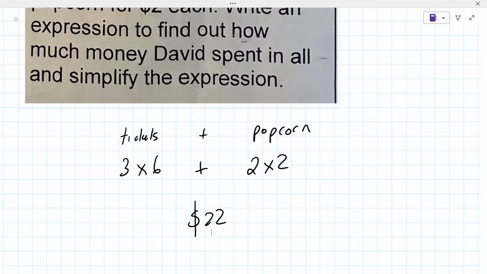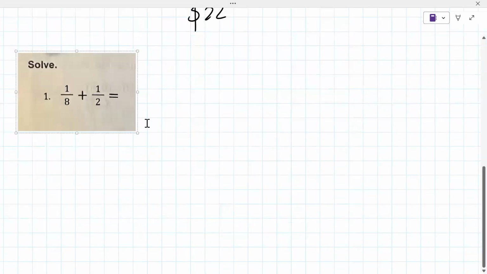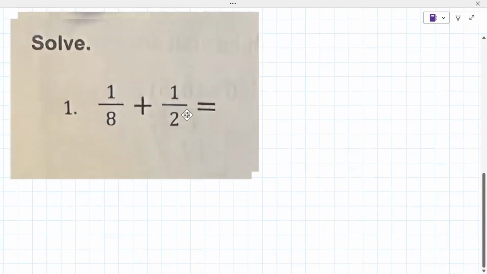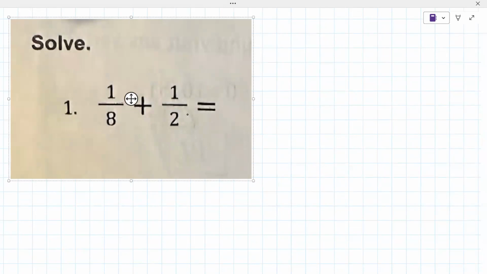All right, for 1, 2, and 3 is a little bit confusing. So I just need to take a look here. Let's take a reminder on them. All right. There's some words here that you may remember. To add fractions, you have to make a common denominator.